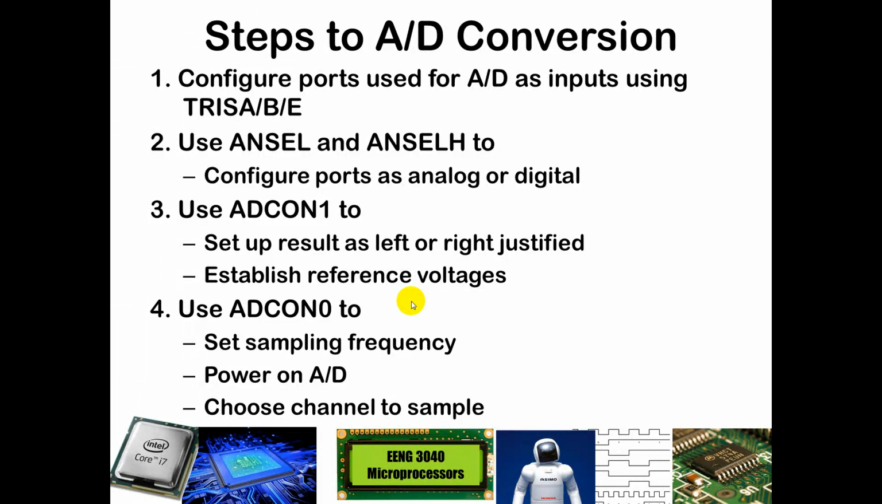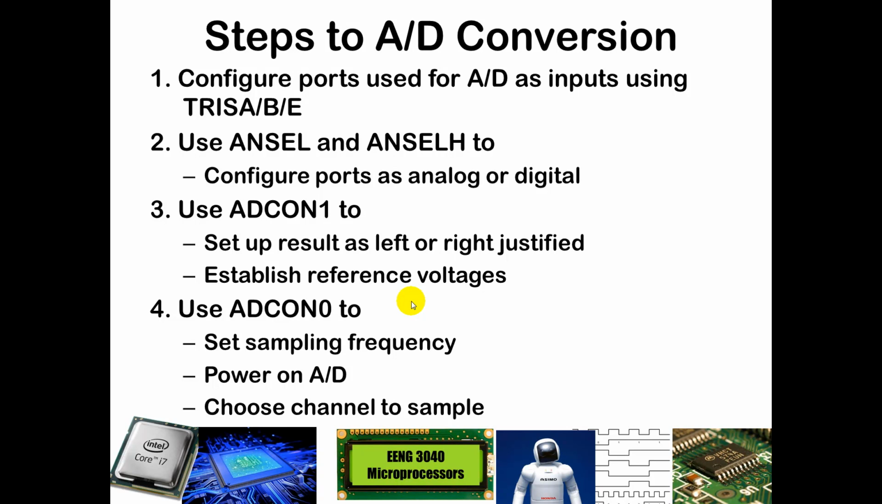So here are the basic steps to configure analog to digital conversion. First of all, you want to go ahead and configure your ports. Configure them using ANSEL and ANSELH and also the TRIS registers so that they are inputs as appropriate, and they also are configured for analog or digital depending upon what mode you may be operating in. Then you want to use ADCON1, and that's going to set up your result as either left or right justified, and then you're going to determine whether you're using your +5 and ground or any other reference voltages that you may have. Then you want to do several things in ADCON0.